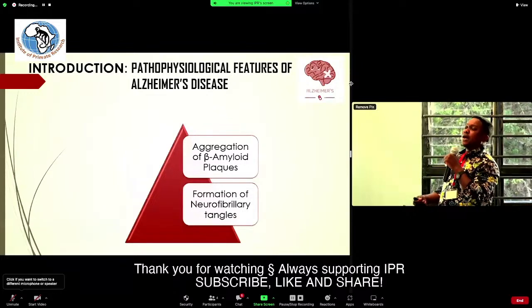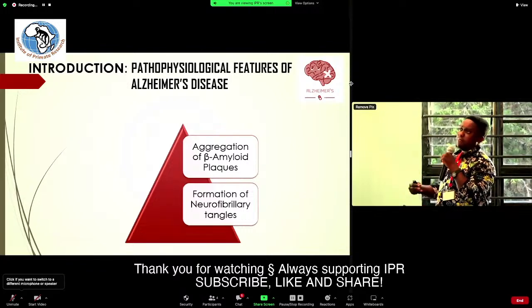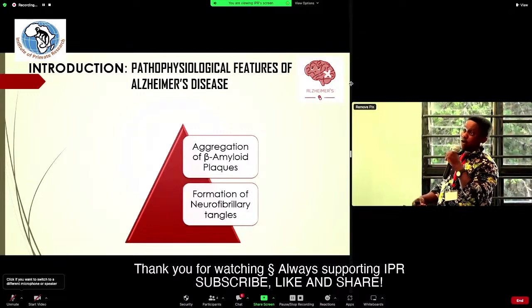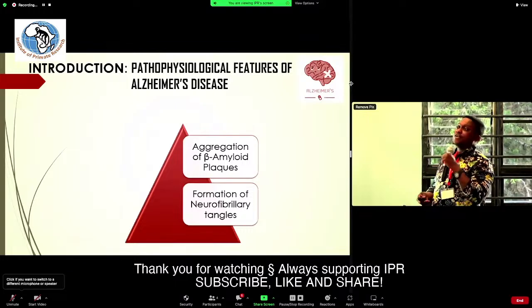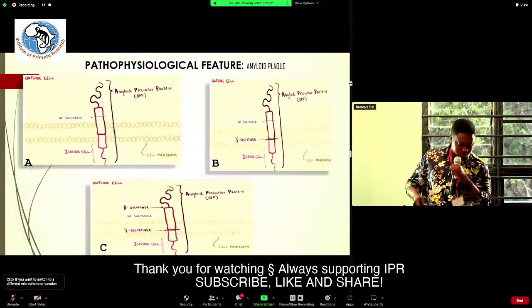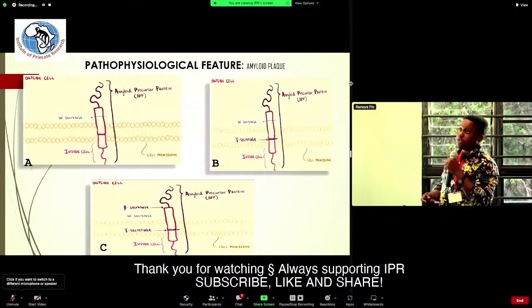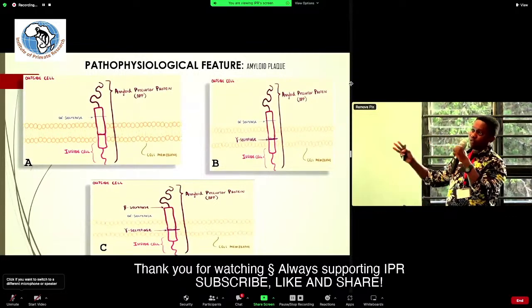Now, if an individual dies of Alzheimer's disease and a post-mortem examination is carried out on this person, there are two major pathophysiological features that are oftentimes observed in the brain of such a person. Now, we have the beta amyloid plaques and we have the neurofibrillary tangles. So briefly, I'm going to explain what actually brings about these two pathophysiological features.